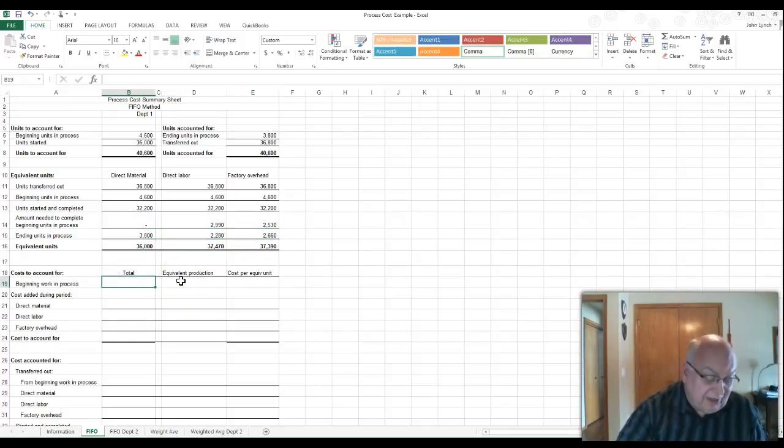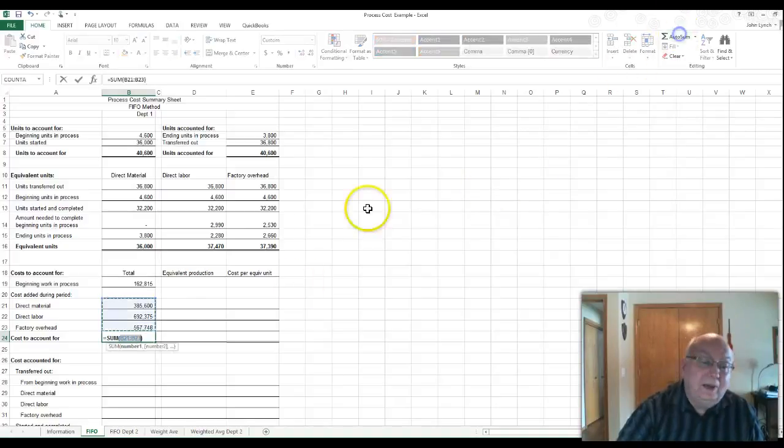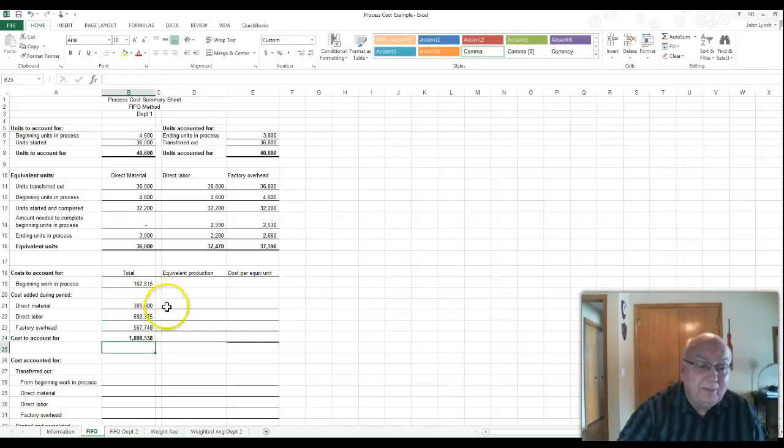Okay, now for beginning work in process, this is given, 162,815, and if you notice on the worksheet I added up for you, it doesn't have to be. You add up direct materials, direct labor, and factory overhead from the beginning. And these numbers here are given, 375 and 567, 748. Those are given. And we can just go ahead and add those up. Now here's another error. Make sure you add the very top number there.